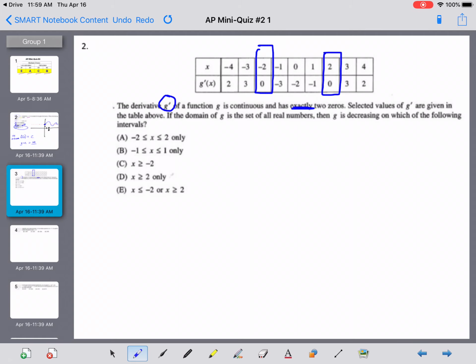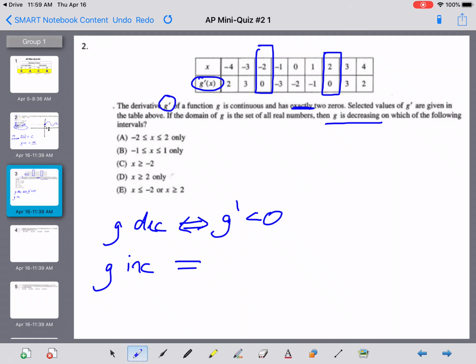So since we're given both of them, we know where they are, at x equals -2 and at x equals +2. Okay, keep reading here. Selected values of g prime are given in the table above. If the domain of g is the set of all real numbers, then g is decreasing on which of those intervals? Okay, so they want to know about the behavior of g, but we're given information about g prime. So what we should remember, guys, is that g decreases on an interval where g prime is negative.